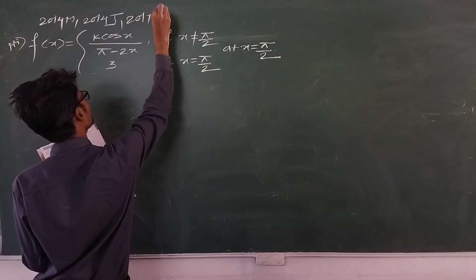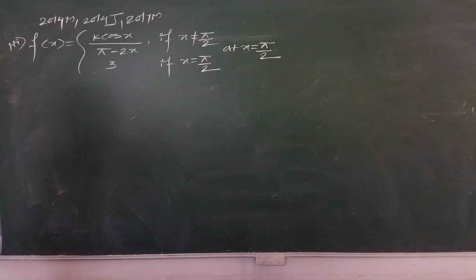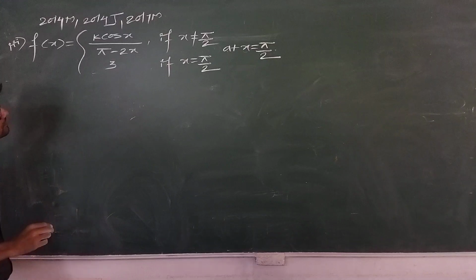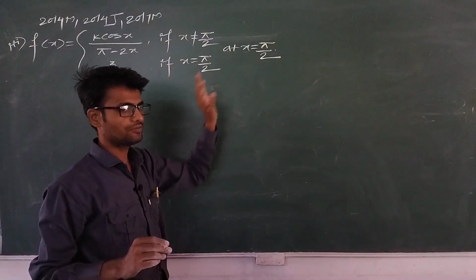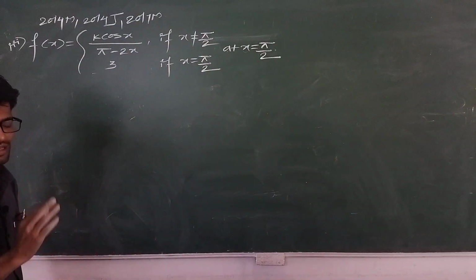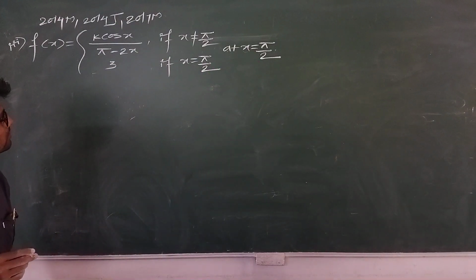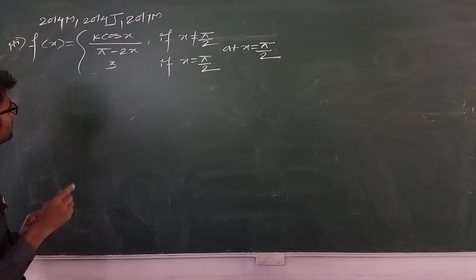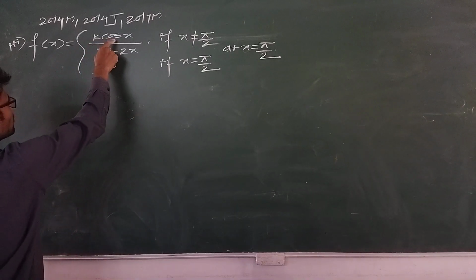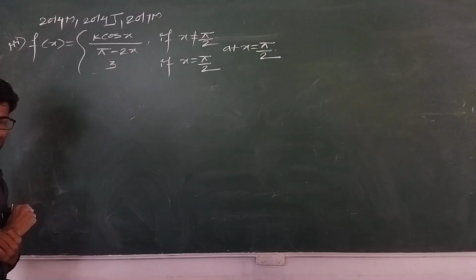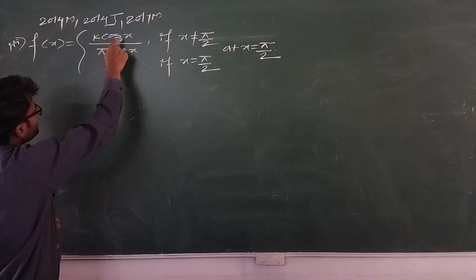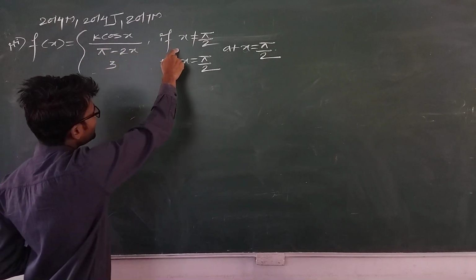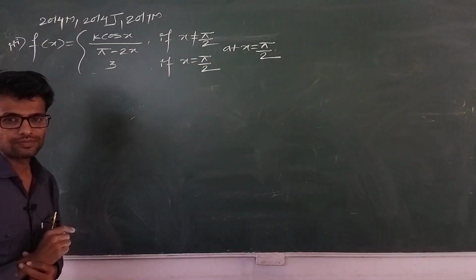Very important example it is. Alright, very, very important. See, the function is continuous at x equal to pi by 2. Already it is given that the function is continuous at x equal to pi by 2, and you should find the value of k. See, the value of f of x is k cos x divided by pi minus 2x, if x is not equal to pi by 2.